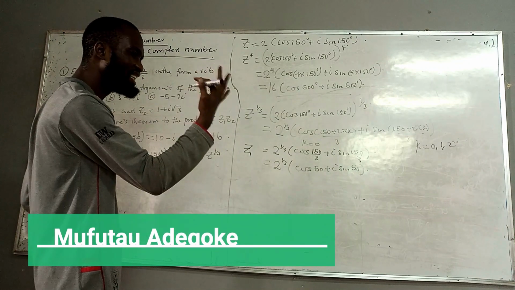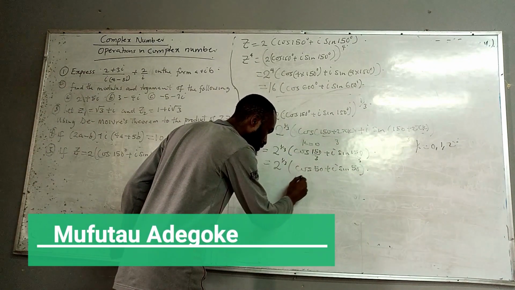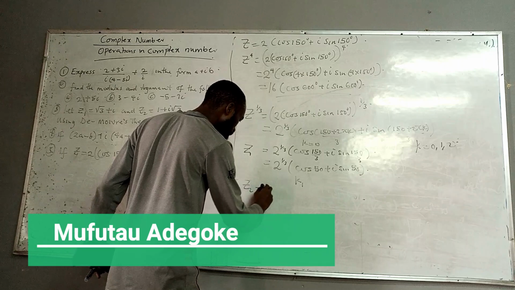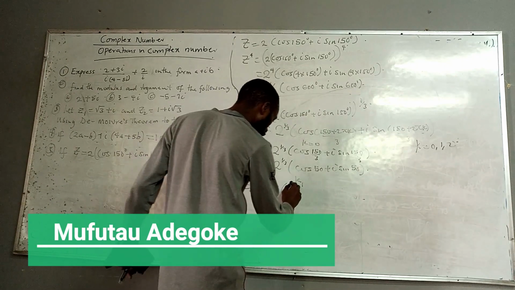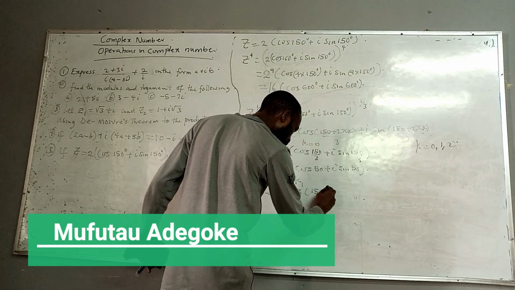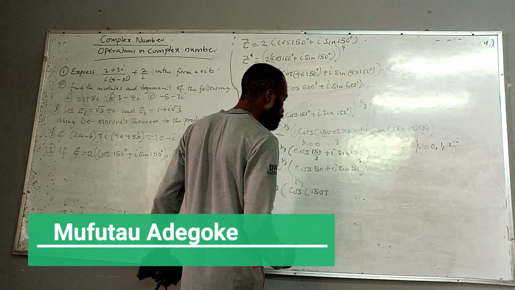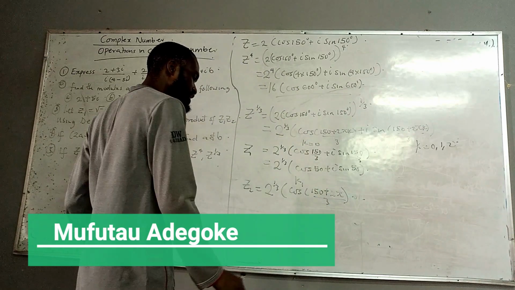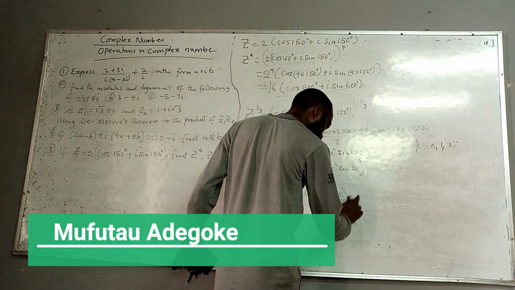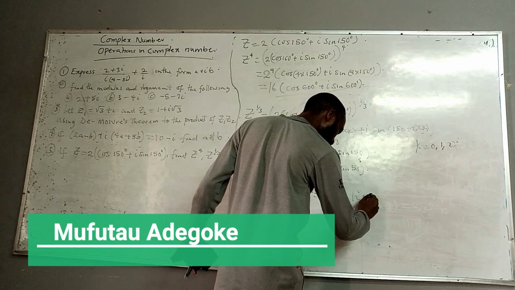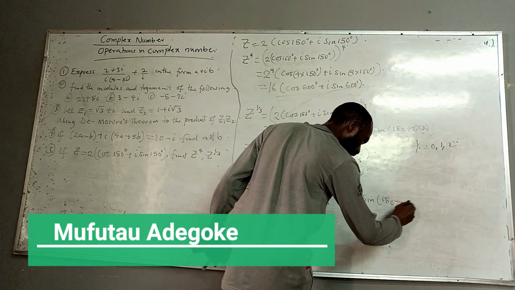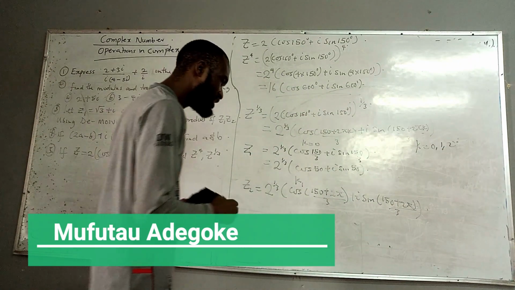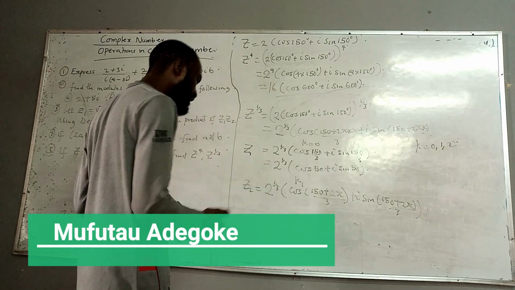First root, you need to get 3 roots. When k is equal to 1, then substitute. I have z2 equals 2 raised to the power 1 over 3 cos 150 plus 2 pi k, k is 1, we have 2 pi over 3. 2 pi is 360, plus i sine 150 plus 2 pi over 3. That is for that. You can press your calculator. 2 pi is 360. 360 plus 150 divided by 3, you find the answer.